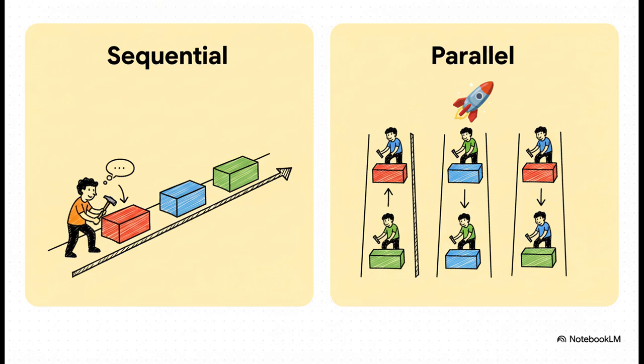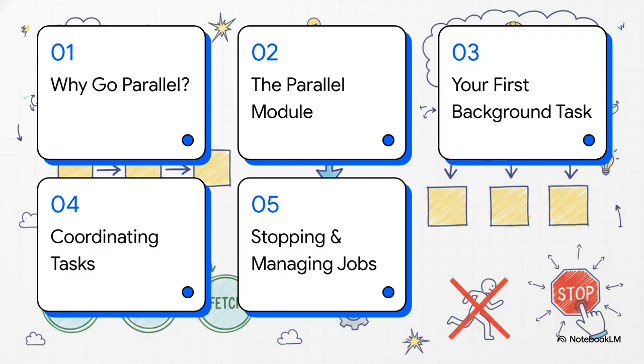And this slide just perfectly shows the difference. On the left, you've got sequential code. It's like a single file line at the grocery store. One person has to finish before the next one can even start. But look at the right. Parallel code is like opening up a bunch of new checkout lanes. You can process several tasks at the exact same time. It's a game changer.